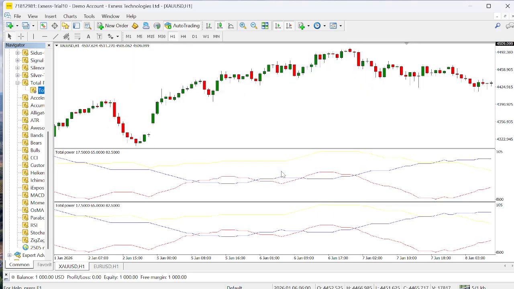Alright, as for who it is for, the total power indicator is suitable for traders who want to assess the balance between buying and selling pressure using a long-term perspective on bear and bull power dynamics.